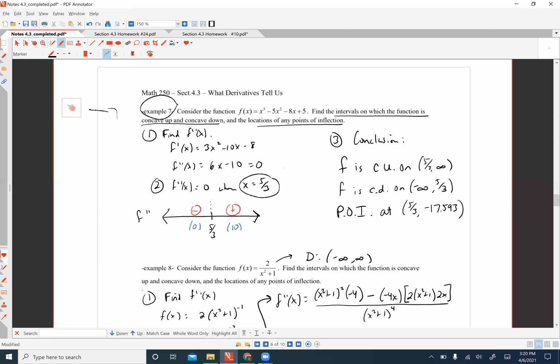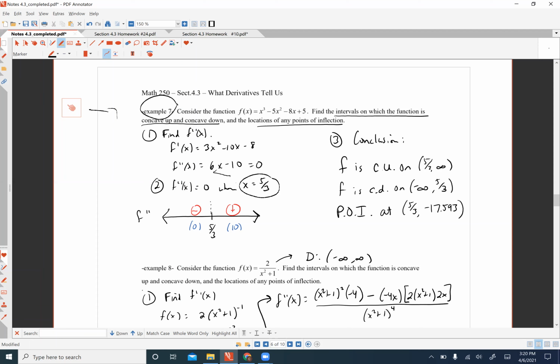So 5/3 is going to break the real number line up into 2 pieces. And there can only be 1 point of inflection here. In general there can be more than 1, but just based on the second derivative, there's only one place where it is 0. So for this particular function, there's only 1 point of inflection.